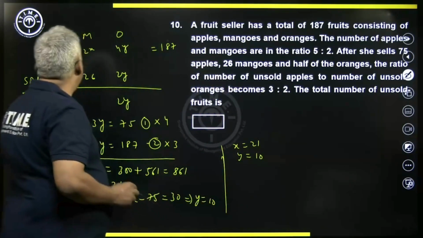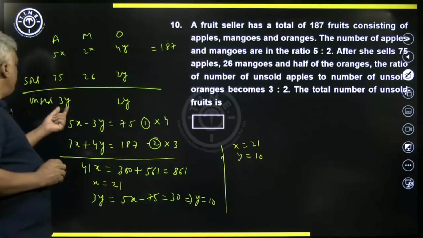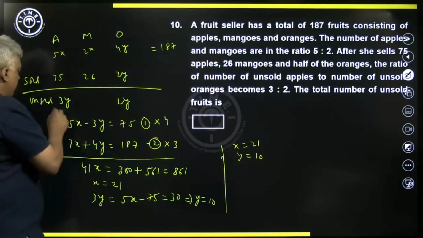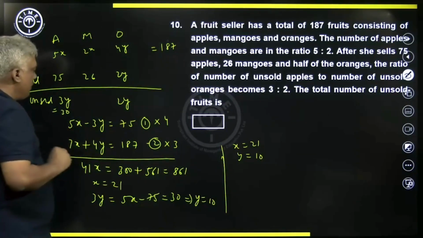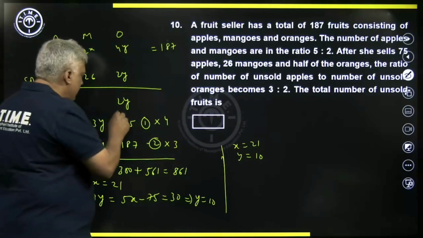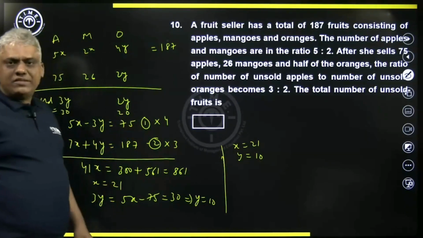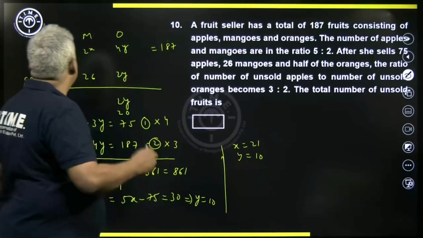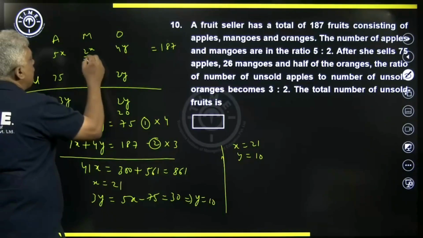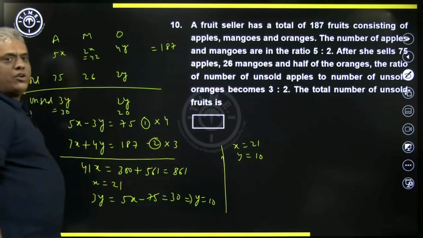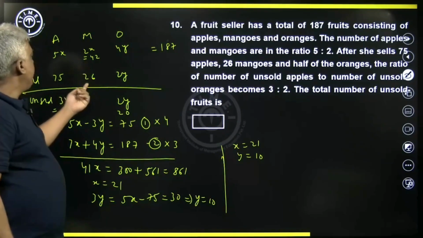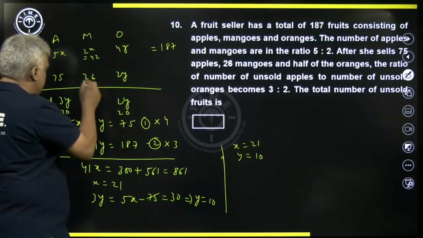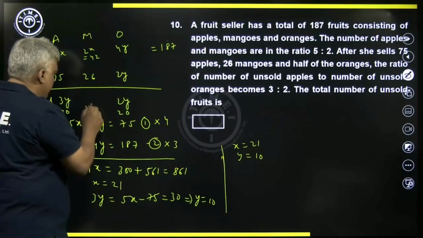Here you see unsold apples: y is 10, so unsold apples here are 30. Unsold oranges are 20. We have to find the unsold mangoes. x is 21, so mangoes were 21 into 2, so actually mangoes were 42. Out of 42, 26 sold. So remaining mangoes are 42 minus 26, that will be 16.